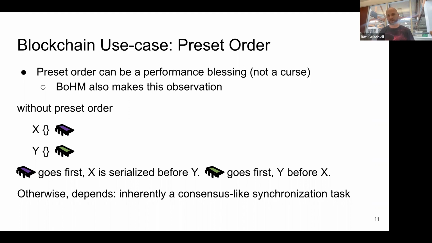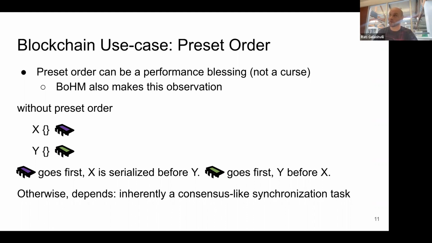And when you enforce a preset order, it enforces, maybe there is a better order, and this becomes a different problem to find the best order. But once you fix the order, you remove all the synchronization overhead of agreeing on which transaction gets serialized where. And this makes things a lot faster and a lot simpler. And I think BOM very explicitly makes this observation. And we think that we just take it a notch higher.